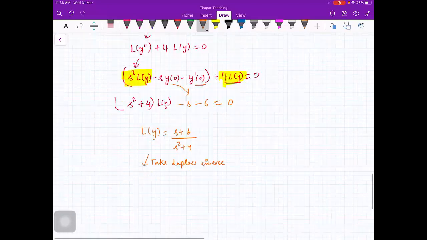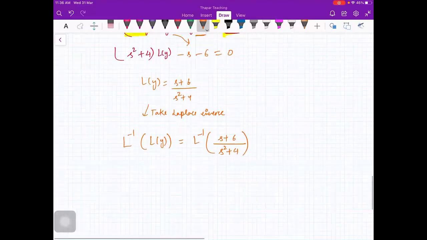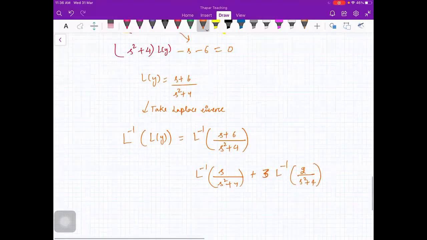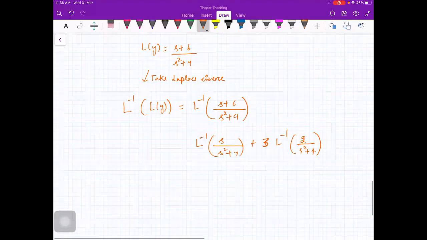So you'll get L inverse of L of y is equal to L inverse of (s + 6) upon s square plus 4. Now this is L inverse of s upon s square plus 4 plus 6 L inverse of 1 upon s square plus 4. So I'll just bring 2 here and 3 here. You know why. So what is this? This is cos of 2t and this is sine of 2t, right? So you get cos of 2t plus 3 times sine of 2t. This is your y of t.